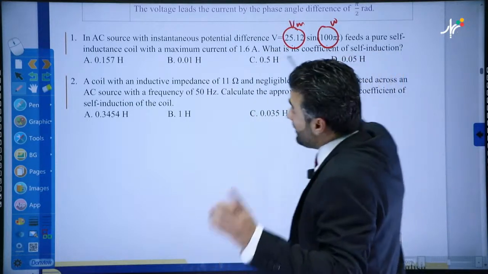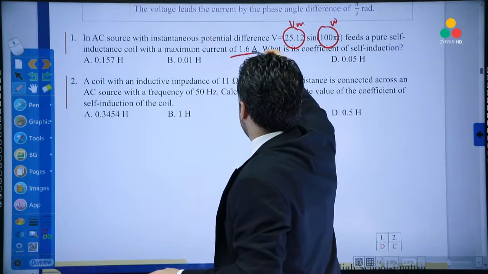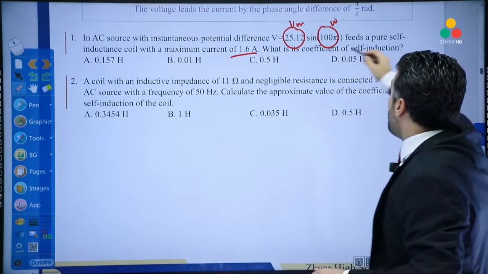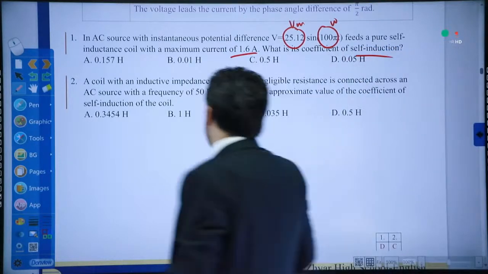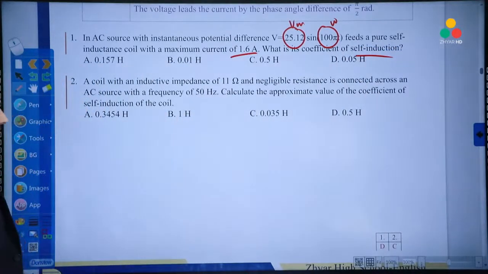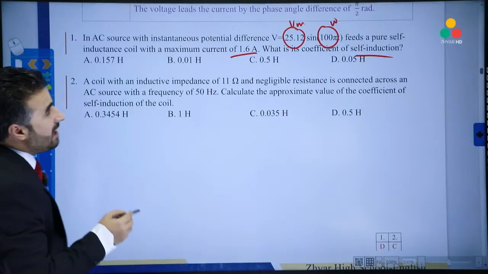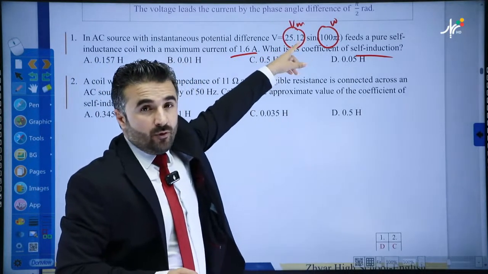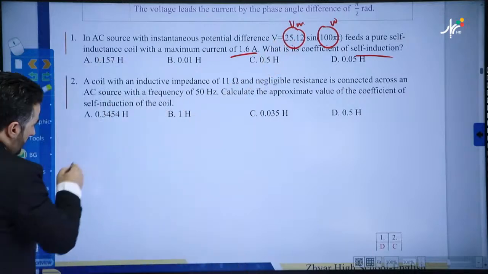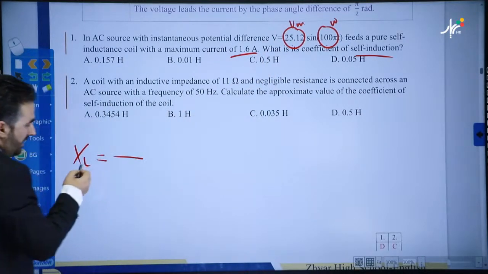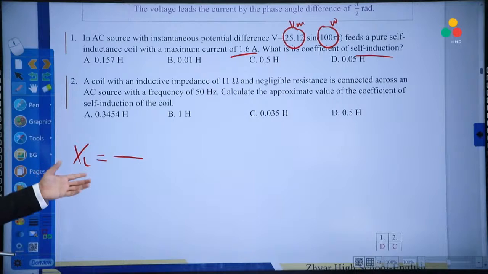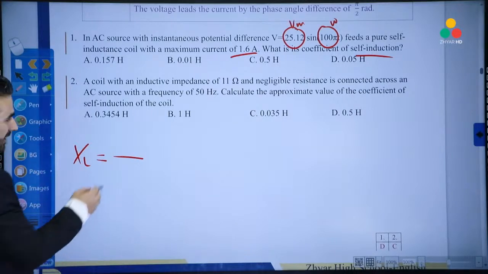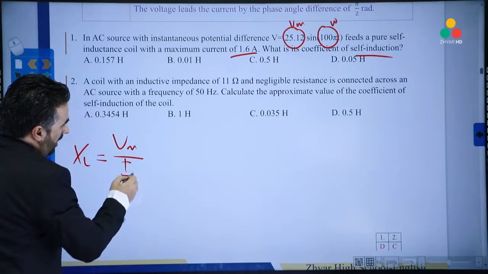It feeds a pure self-inductance coil with a maximum current. So we have maximum current. What is the coefficient of self-induction here? So how do we do this one? Watch this: we have maximum current, and we have maximum voltage. Using these two, or using Ohm's law, we can find the impedance, or inductive impedance, which is equal to V max over I max.